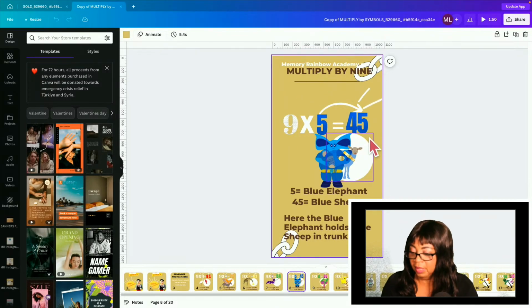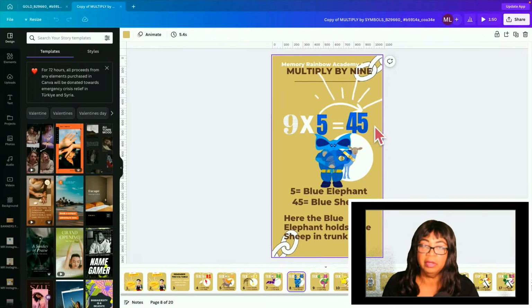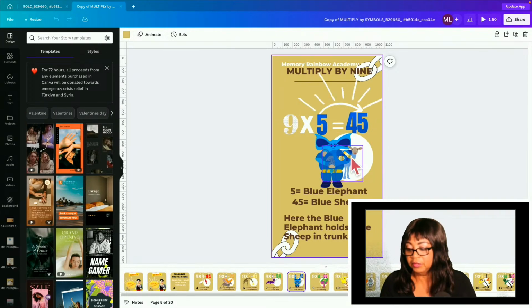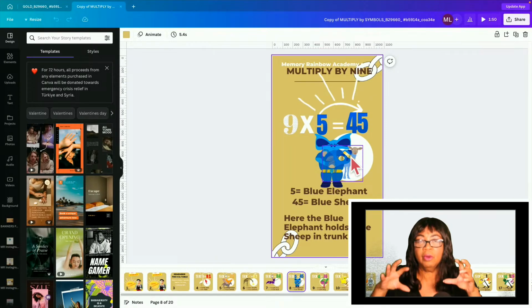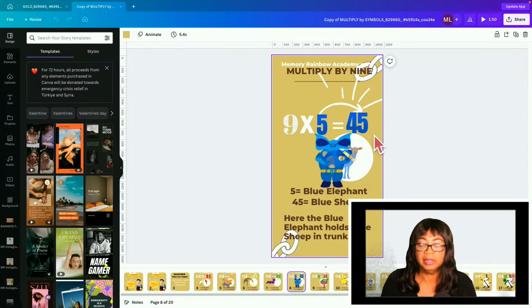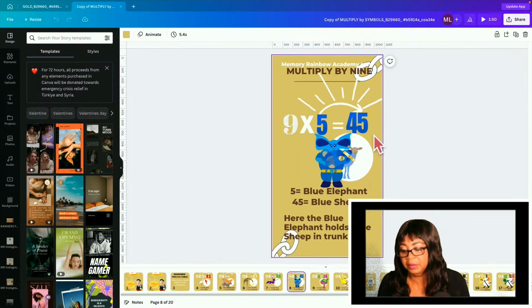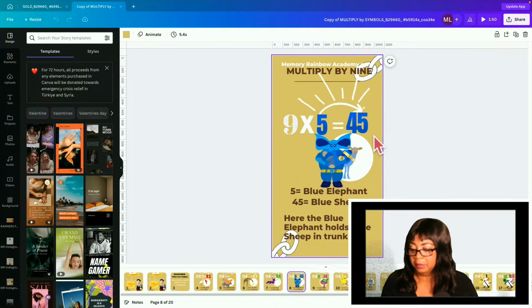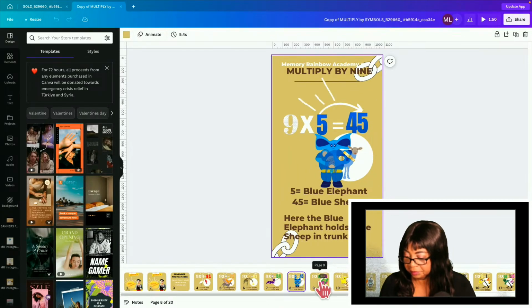So you've got 9 times 5. It can only be 45 because you see the elephant holding the sheep. So you see they're interacting. There's always this interaction. And sometimes it's really nice because here you have 2 blue colors. You've got a blue elephant and a blue sheep. So that makes it really easy to remember that particular one.